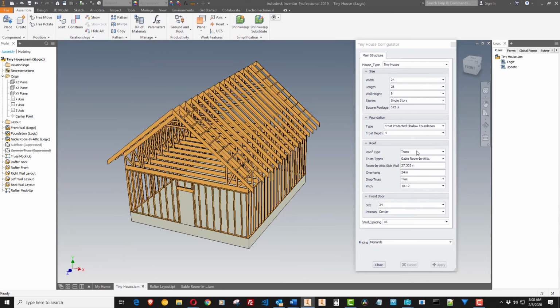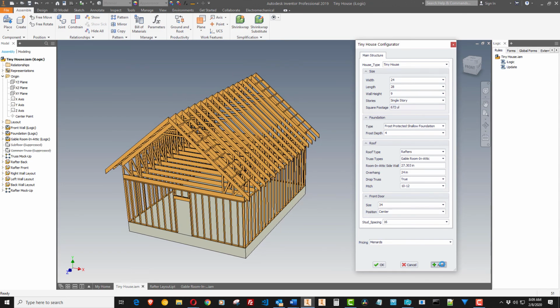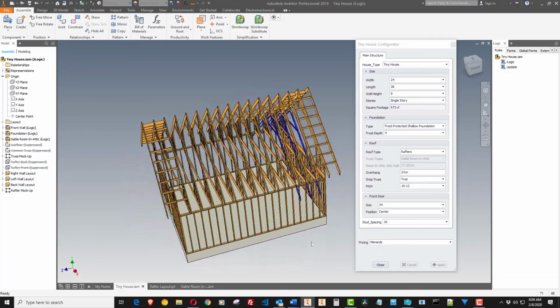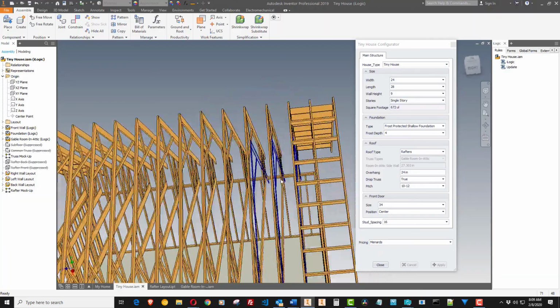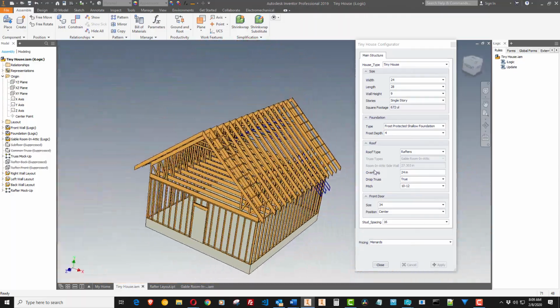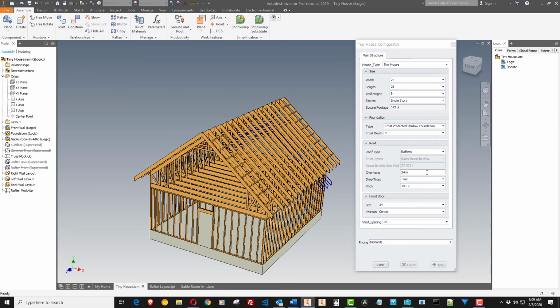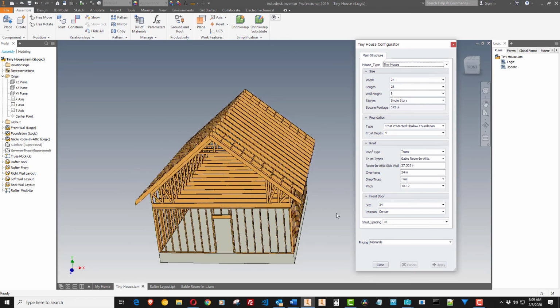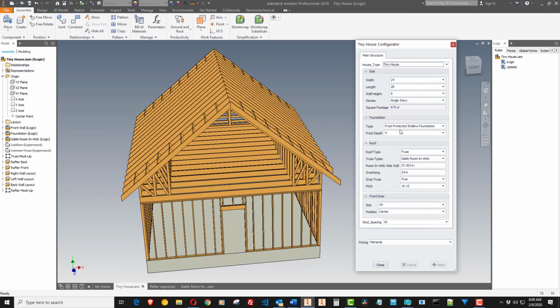And the last thing I've been working on is the rafters, and I actually just started that. Oh, and I don't have it coded to turn this off yet. Well, there's your rafters. So yeah, you can tell I just started working on the rafters. Go back to the truss. So that is about it.